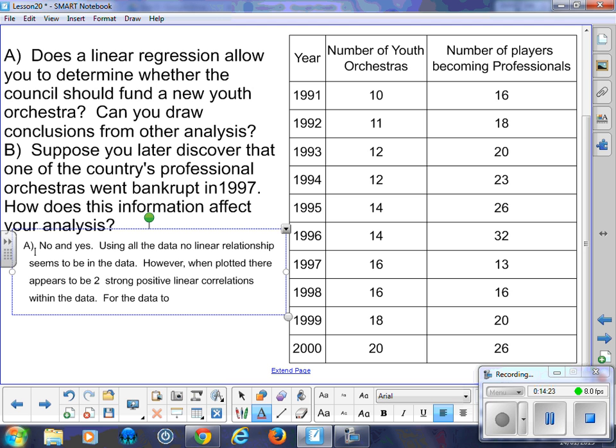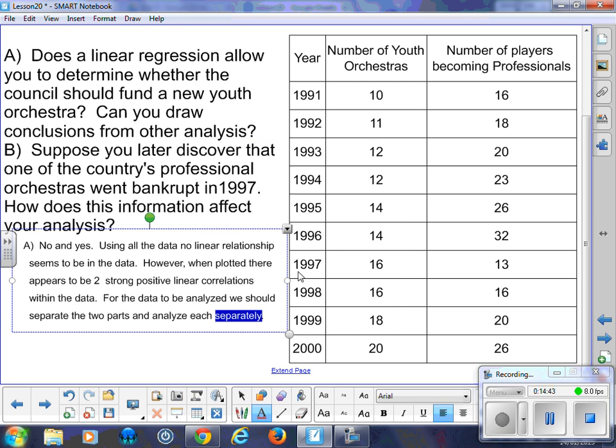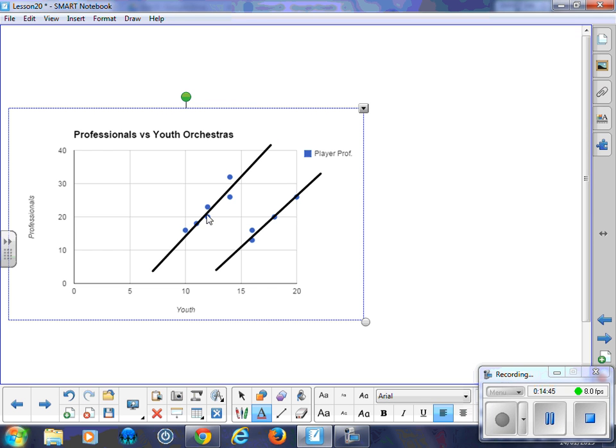For the data to be analyzed, we should separate the two parts and analyze each separately. Because when I look at that, there's definitely a relationship that exists. There is the example there. I want to finish this example up quickly in the next video, and then you're done and off for the races.